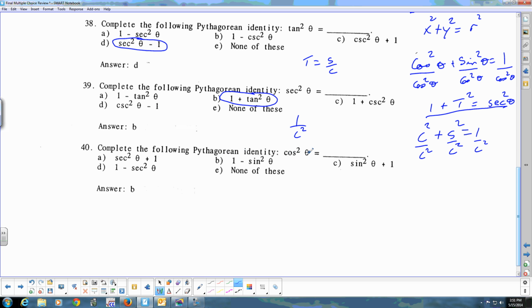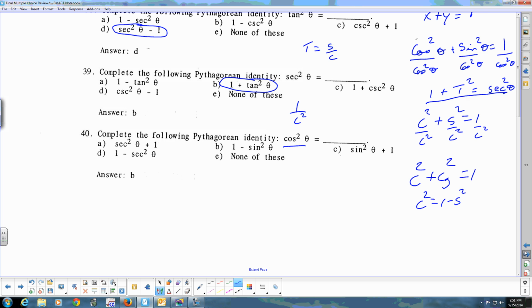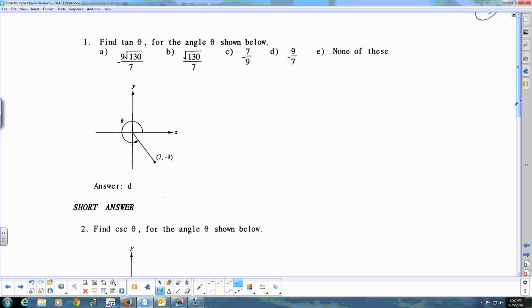Complete the following. Cosine squared plus sine squared is equal to 1. Cosine squared is 1 minus sine squared. Just moving around the Pythagorean identity.